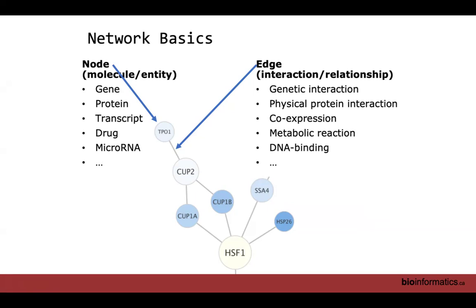A genetic interaction is not necessarily a physical interaction of genes within the cell. It's saying that these two genes are related to each other. The same idea with the co-expression network. Just because you find two genes that are co-expressed, it does not mean that they interact physically within the cell. But there are co-expression networks.